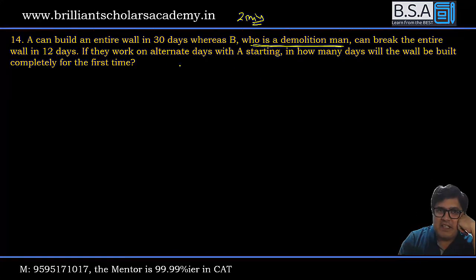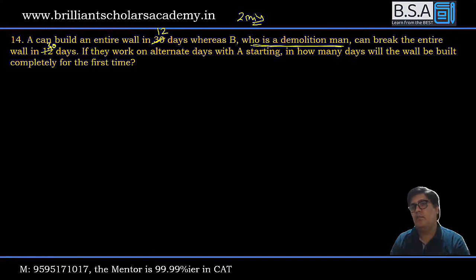Let me change these numbers. A can complete the wall in 12 days and B can demolish it in 30 days. So I've changed numbers, I have reversed numbers. Give it a try, take 2 minutes.